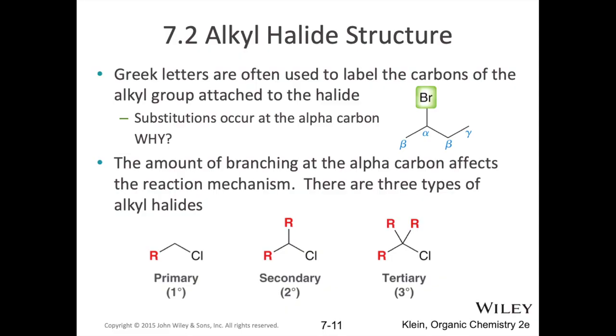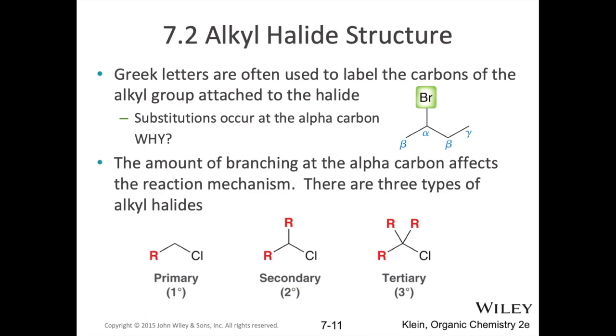And as we count out carbons from that, we use subsequent Greek letters. So after alpha comes beta, then gamma, then delta, and so on. To be honest with you, you're probably not going to go beyond delta, so you can probably stop there.